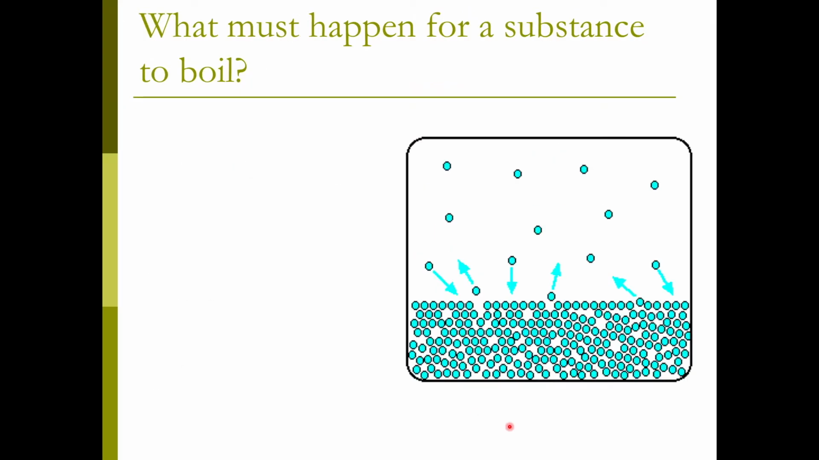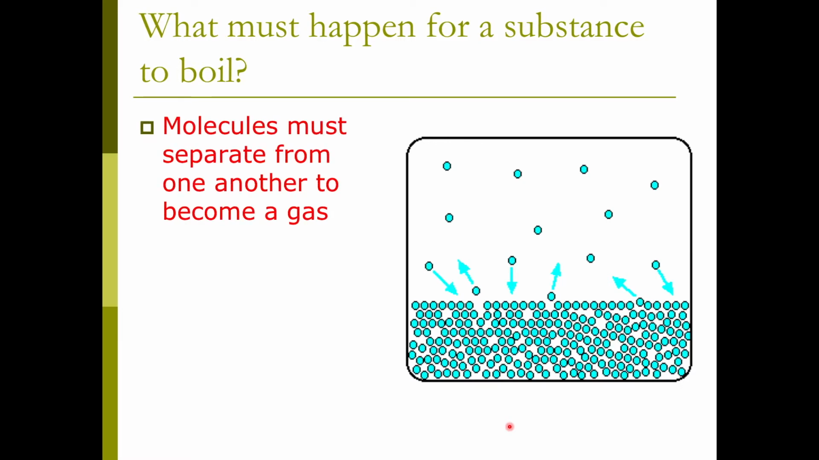Now, what must happen for a substance to boil? Take a look at that picture and think, what happens when a substance boils? Well, that's when the molecules actually separate from one another in the liquid phase to be a gas phase. So these molecules aren't touching each other anymore. They're more individual molecules moving around. Now, as a liquid, the molecules are represented basically as a group. They're stuck together.